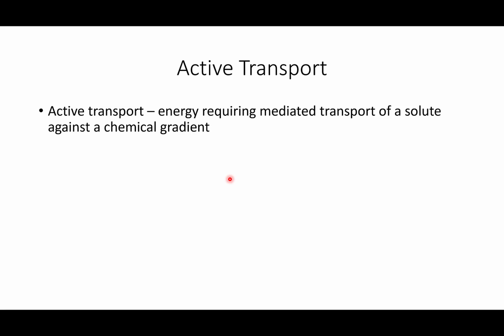Active transport, when compared to facilitated transport, is different in that it requires energy. We need to put energy into the system to help mediate the transport of that solute against its chemical gradient. In facilitated transport, we're moving from high concentrations to low concentrations. In active transport, we're usually moving from low concentrations into something that's already high. So it's like moving it uphill. We're going to need to put in some energy. We're going to need to push.